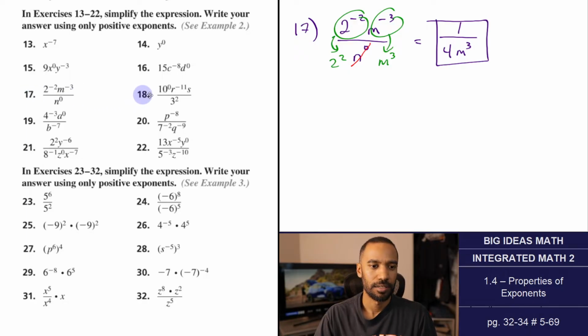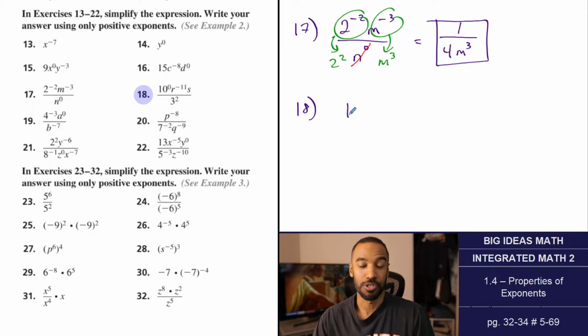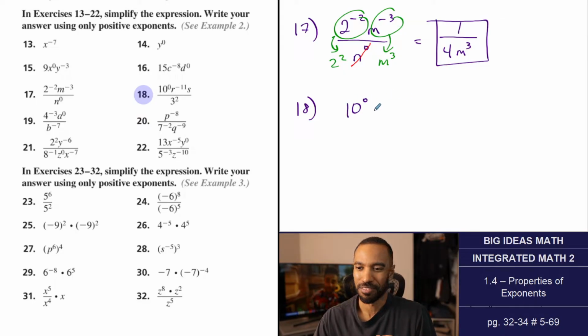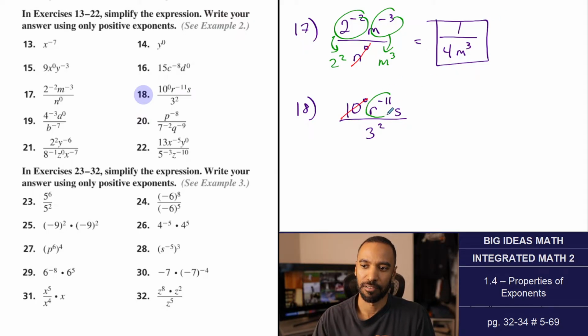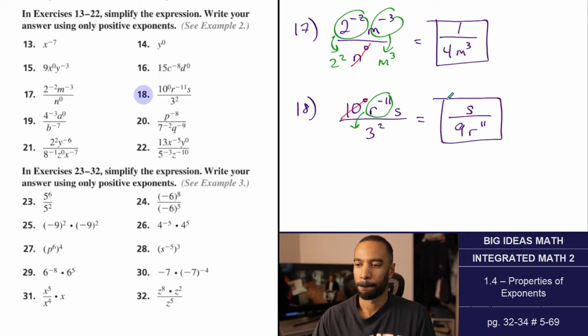Number 18, 10 to the 0. See, if you're tested on these, you'll probably only get a to the 0 power thing once on a problem instead of all the time. I don't know if that's true. But because we're practicing it, they want you to know it on every front. 10 to the 0 power is 1. r to the negative 11th power in the numerator becomes r to the positive 11th in the denominator. And s will remain atop, and 3 squared is 9. So I will just have s on top, 3 squared is 9 times r to the positive 11th, like so.